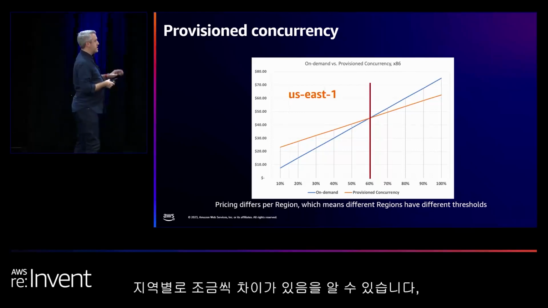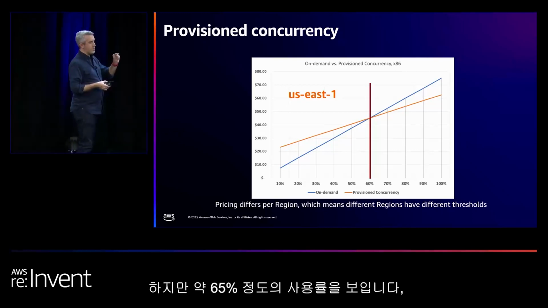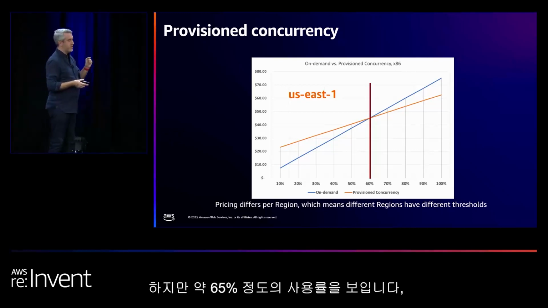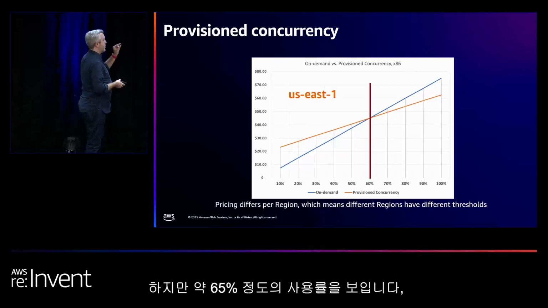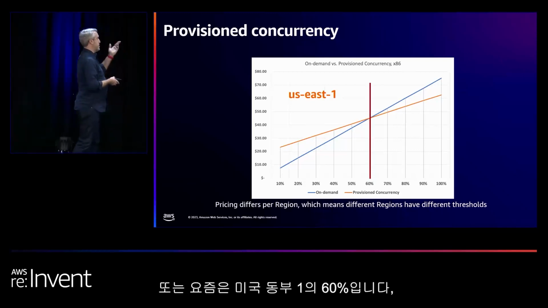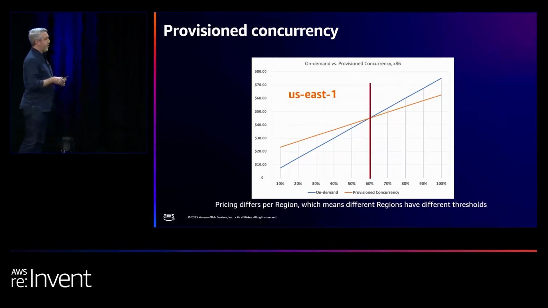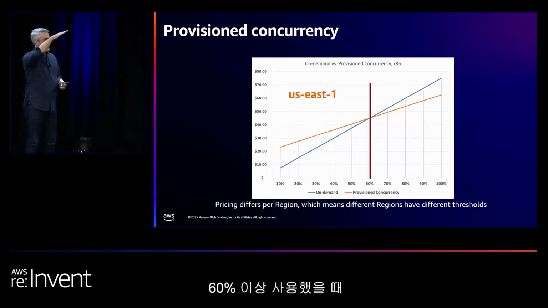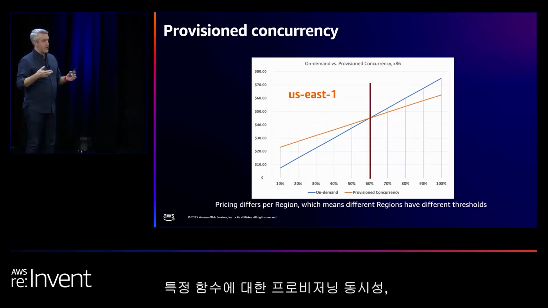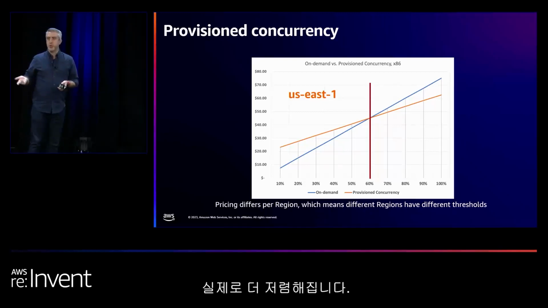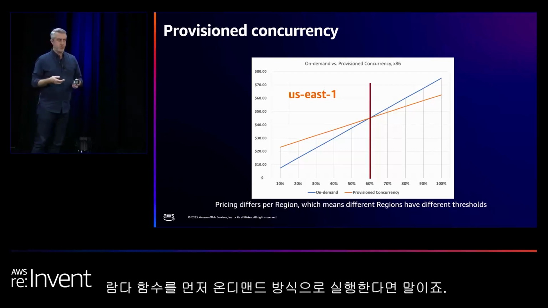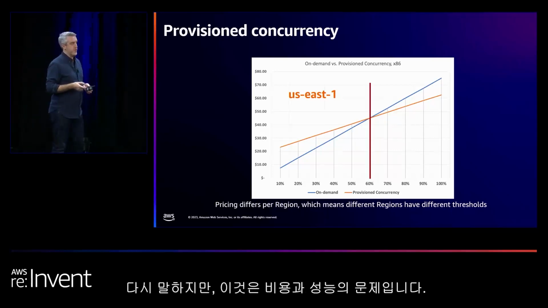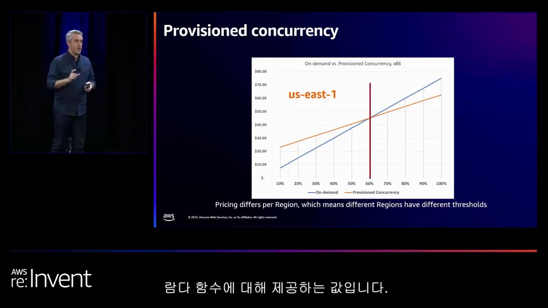And so we see, and it does vary slightly by region, but somewhere around about 65% utilization of your function, at least in this case US East 1, or 60% US East 1 these days. When you've utilized at least 60% of your provisioned concurrency for a given function, it actually becomes cheaper for you to run that Lambda function versus the on-demand. And so again, this is both a cost and a performance knob that we give you for your Lambda functions.